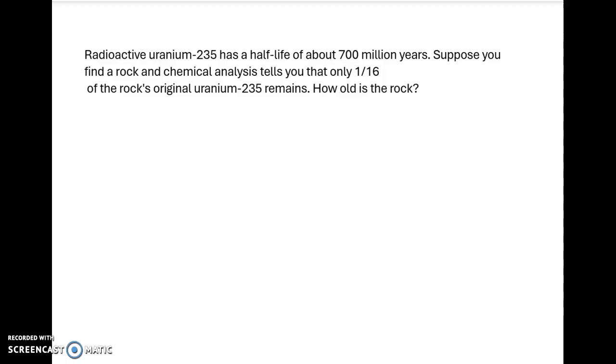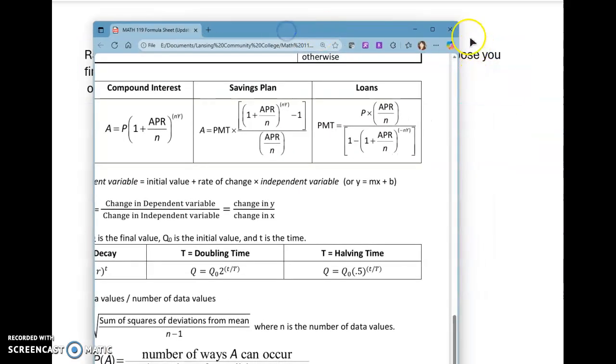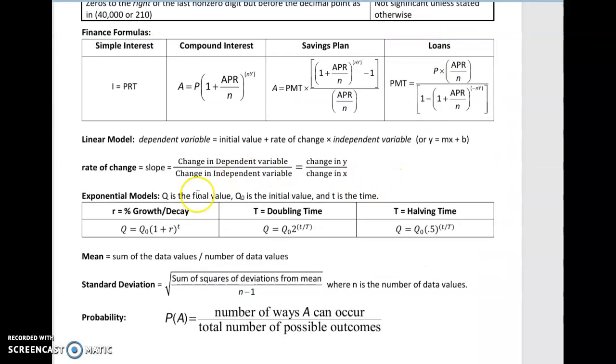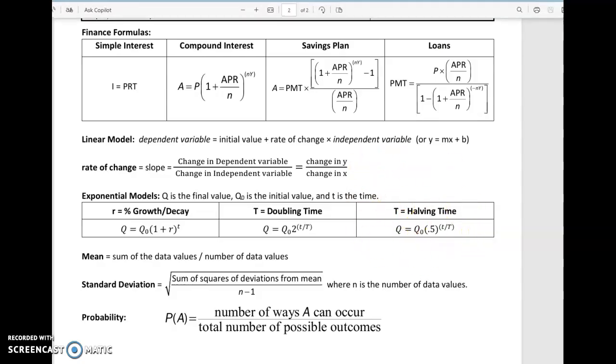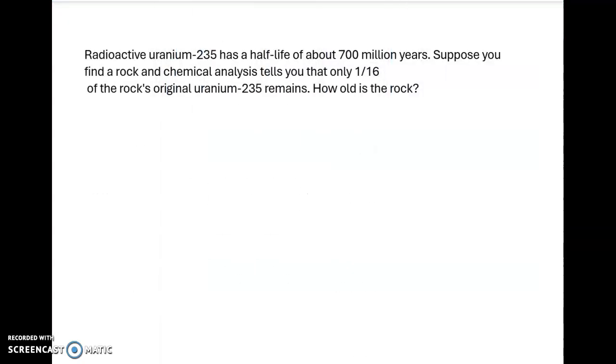to take a look at this problem, let's check out our formula sheet and see what we have that involves half-life. So here's the formula sheet, and this is an exponential model. And here is our half-life formula on the right-hand side of this table. So let's take a look at this formula and this problem. I'm going to write the formula on the board here.